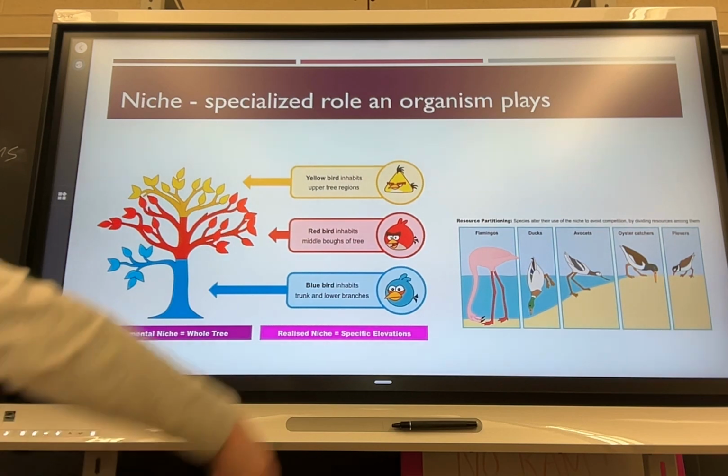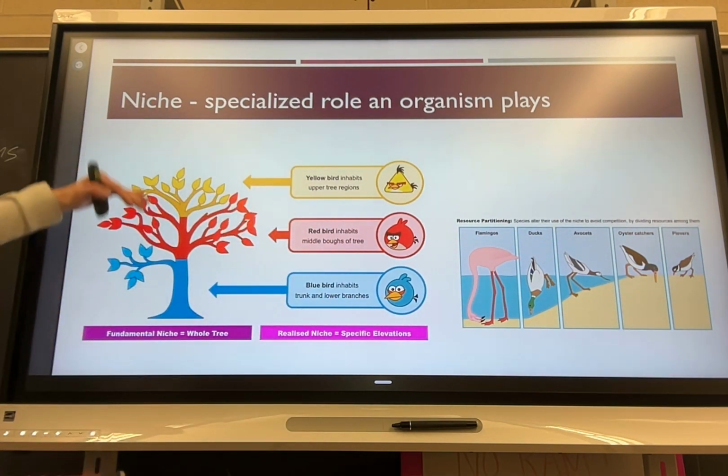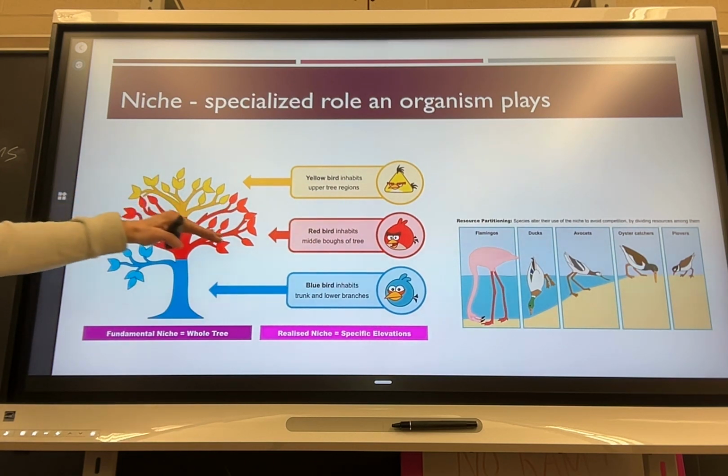Each one has their own role to play. Same thing in this. You can see our angry birds here. We have 3 sections of tree, the top, the middle, and the bottom. The yellow bird is only going to inhabit the top of the tree. The red bird inhabits the middle. Maybe it likes the middle boughs the most because there's the most shade or the most protection with all of the leaves. And the bluebirds are going to inhabit the lower branches and the trunk. So even though all 3 of these have the same fundamental niche, they all live in the same tree, they are all going to have different realized niches.